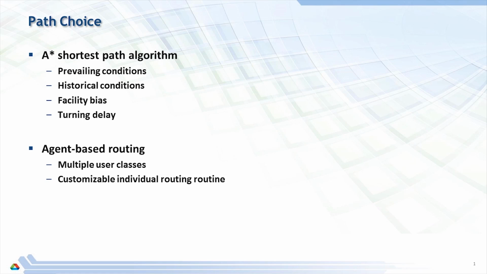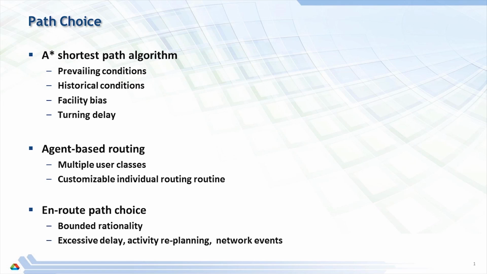Polaris supports en-route path choice. A traveler's decision to reroute is ultimately determined by a bounded rationality which evaluates the time they will save by switching against how close they already are to their destination. This evaluation may be motivated by several factors including excessive delay, their daily activity pattern being replanned, or adverse special network events such as weather or an accident.